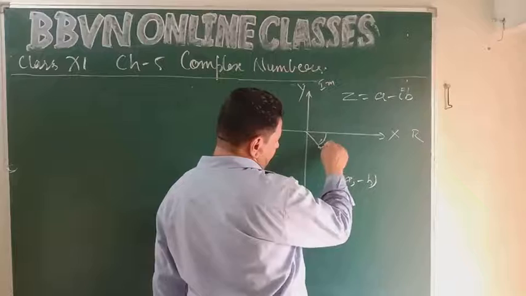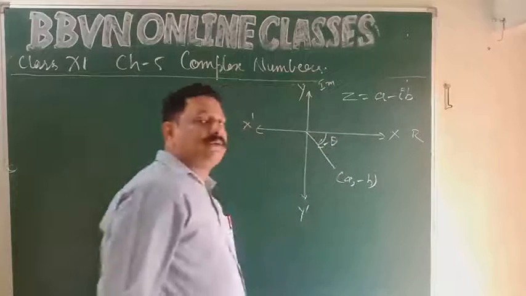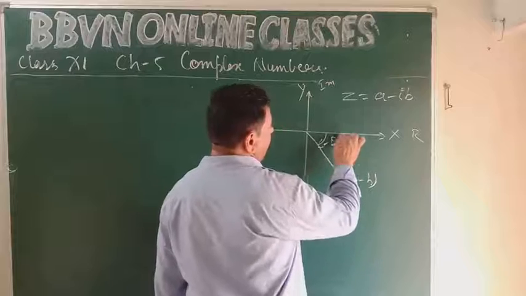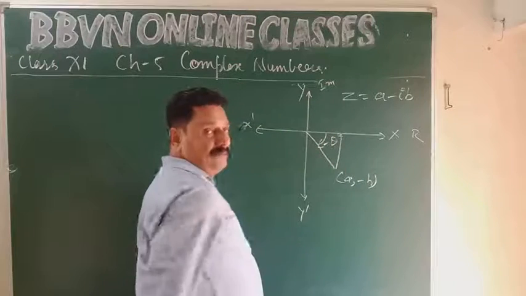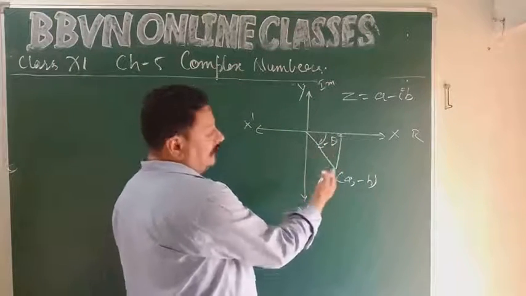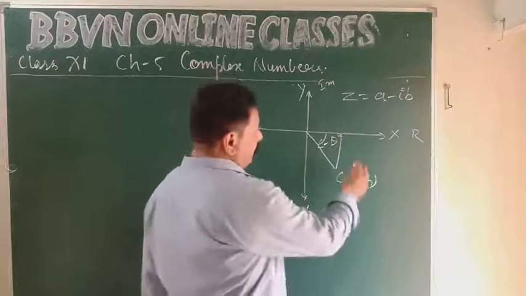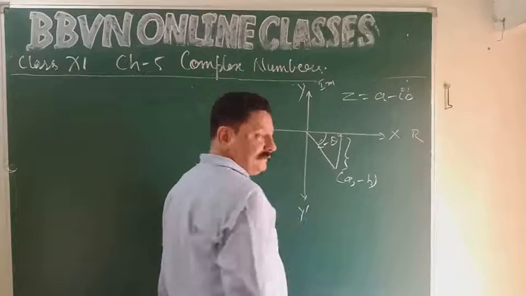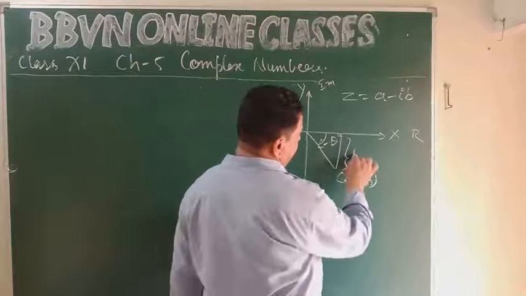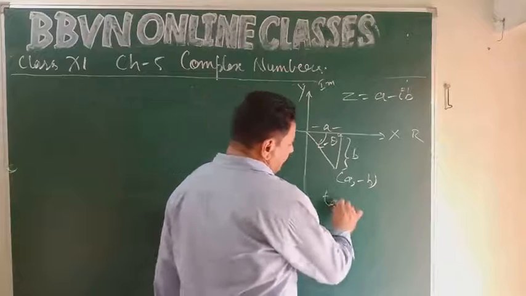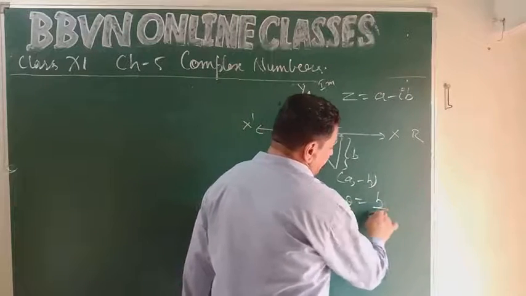So theta will be in the negative direction. Acute angle in the negative direction. So from this point, drop a perpendicular on the x axis. So this is a right angle triangle again. Coordinates are (a, minus b), but the lengths of the sides of this triangle are: this is b units, this length is a units. So tan theta is simply b upon a.